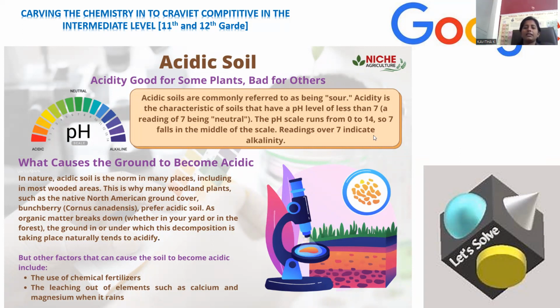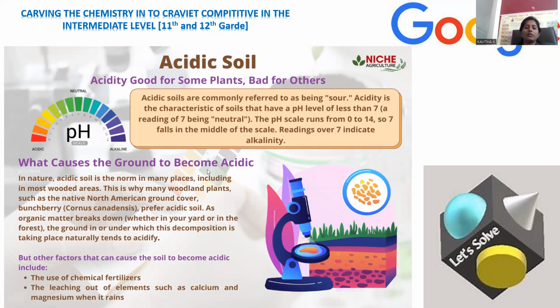Okay, the pH scale is mentioned from 0 to 14. So 7 is the in-between point, which is said to be the neutral point. If the nature of the soil is below 7, that is said to be acidic soil. If the soil nature is above 7, that is called alkaline, that means basic in nature, right?